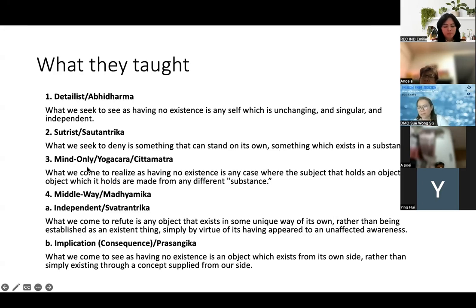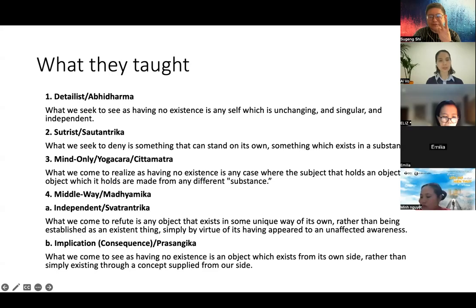Now, mind only, or called yogacara or chitta matra, is that when we come to realize as having no existence is any case where the subject that holds an object and the object which it holds are made from any different substance. What does it mean? I think Geshe Michael used the concept of two branches. The two branches of a tree must have come from the same tree.